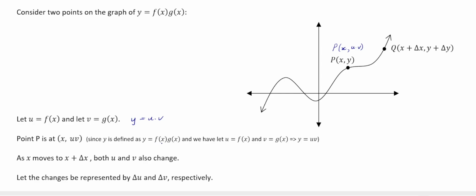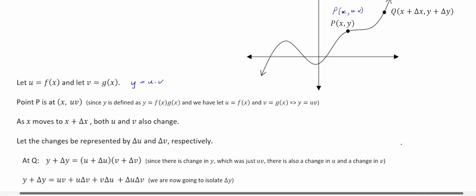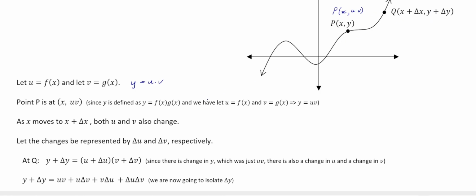Since y is defined as f at x times g at x, and we let u equal f at x and v equal g at x, y is just uv. Okay, so we've got that written out. As x goes towards x plus delta x, both u and v also have to change. You go to a different point, we've got a slight difference in x, so we're also going to have a slight difference in y. Let the changes be represented by delta u and delta v respectively.